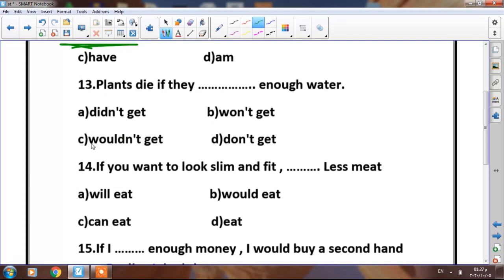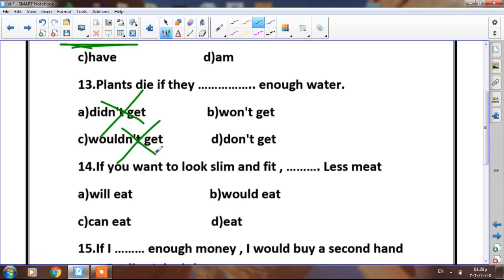Past simple, and then number 13. Plants die if there is not enough water. Which conditional? Here, plants die if they won't get or if they don't get. Of course, I cannot use didn't get or wouldn't get. They are far from the answer. But what is near is wouldn't get or don't get. But let's see with each other.